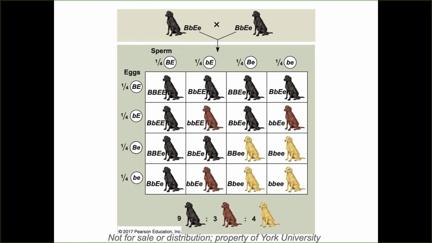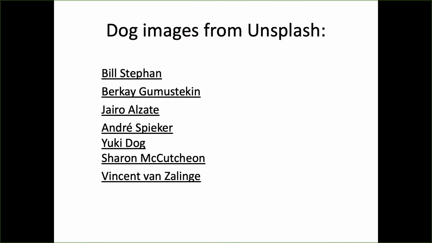And you can do really fun crosses with this type of system. And here's a cross where you have 2 parents, both of which are heterozygous, and you can figure out the outcome in the progeny here. So a nice exercise for you would be to try and do this cross without looking at these results, and then you can come back to this image and check your answer. The images of dogs in this little presentation come from Unsplash, and these are the photographers here.